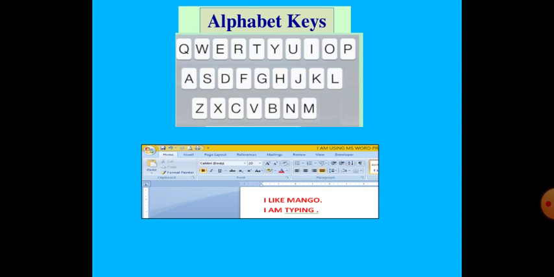These are the alphabet keys, and children, you can see the alphabet keys are not in order, that is, starting with A, B, C, D, they are not in proper order, and we use the alphabet keys to type our sentences. And with the help of the keyboard, you can write stories, poems, and your question answers, so the keyboard is very important, and on the keyboard the alphabet keys are very important.